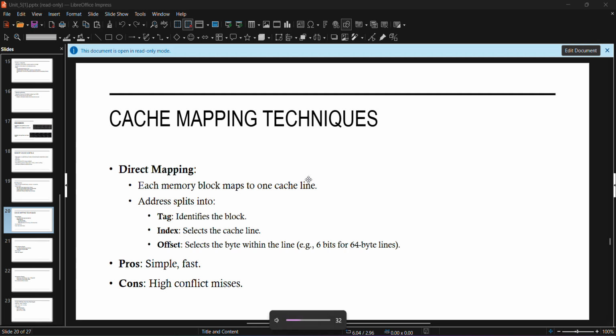So this one tries to kick this one out. This one tries to kick this one out. So there's a conflict between the two blocks that are fighting for the spot. So that causes the high conflict misses, right? It causes a clash. Yes. So that is the disadvantage in direct mapping.